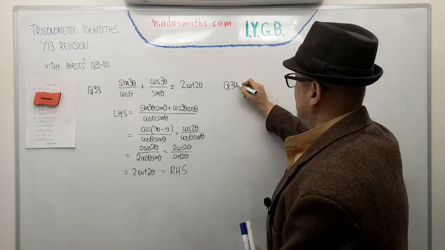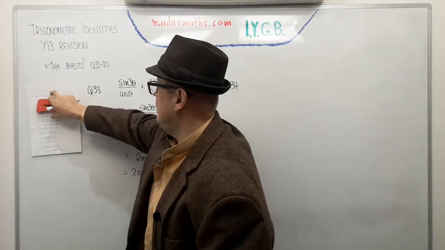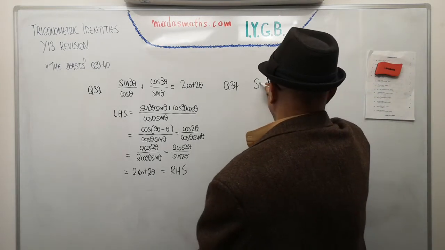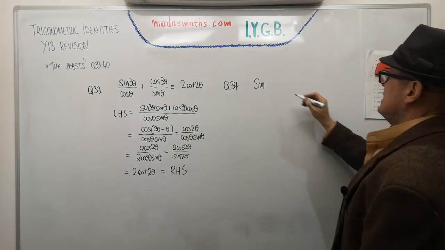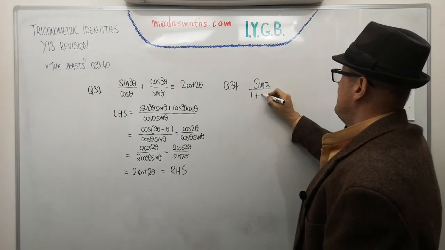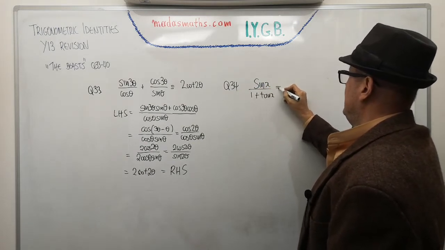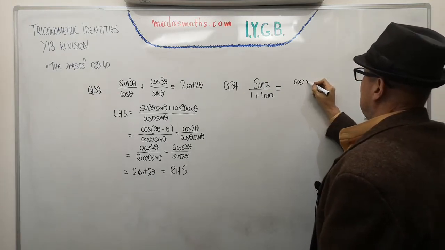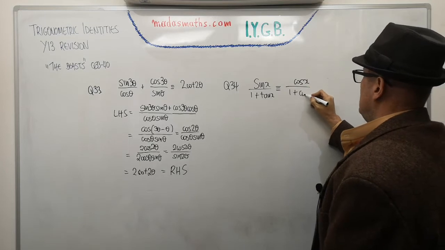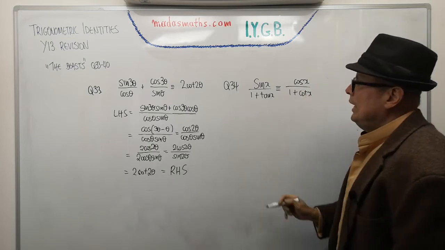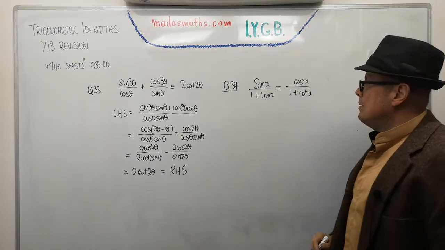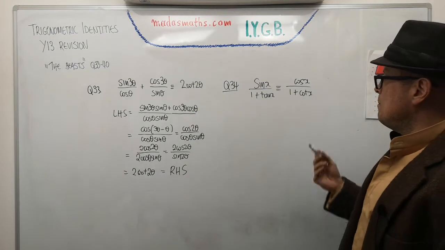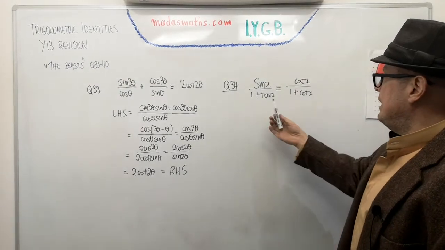Question 34 coming up next. Let's see what it's actually saying. Let me move the piece of paper on this side. Okay, the sine of x divided by 1 plus the tan of x is in fact identical to the cos of x divided by 1 plus cot x. We've done a similar one, I think, on lecture number 3. It was slightly easier than this.